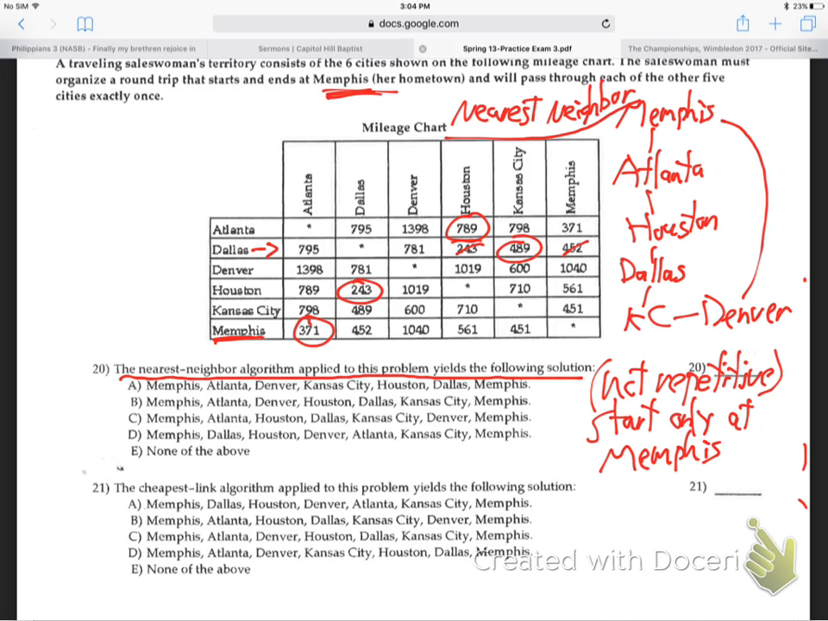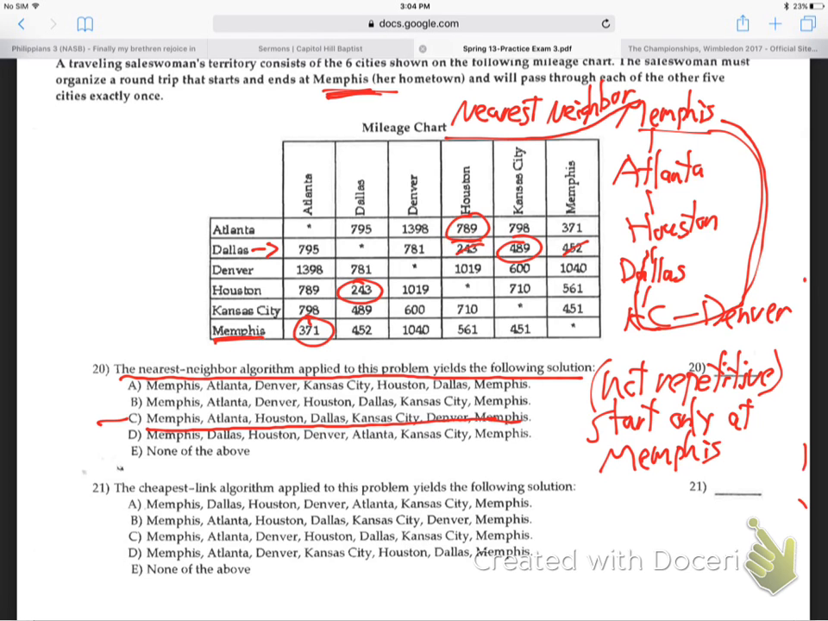Which one is that? Memphis, Atlanta, Houston. Is that C? Memphis, Atlanta, Houston, Dallas, Kansas City, Denver. Yep, it's answer C. It could have been listed backwards, though. Watch out. On the exam, they could have listed it backwards, right? Meaning Memphis, Denver, Kansas City, Dallas, Houston. It could have been the other way. It's the same loop. So watch out for that answer.